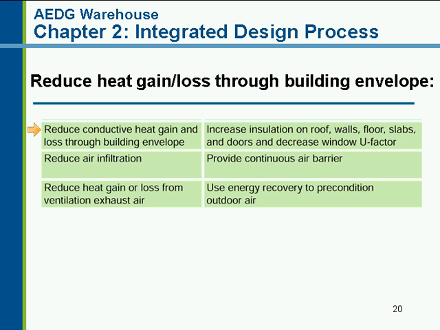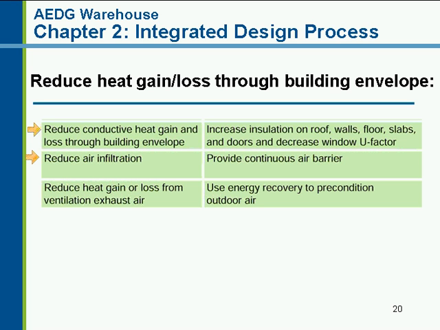Other steps here, if you want to reduce the conductive heat gain and heat loss. So this is once you have the shell of the building, this is how much heat's actually moving through it. And with this, the key steps are to increase the insulation everywhere you've got it. So roofs, walls, floors, the slab-on-grade floors, better doors, and to also decrease the window U factor. So that's the measurement of how much heat will flow through the window itself.